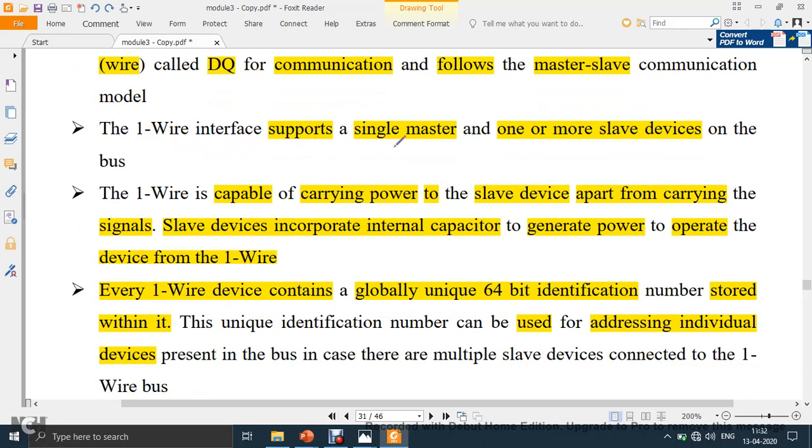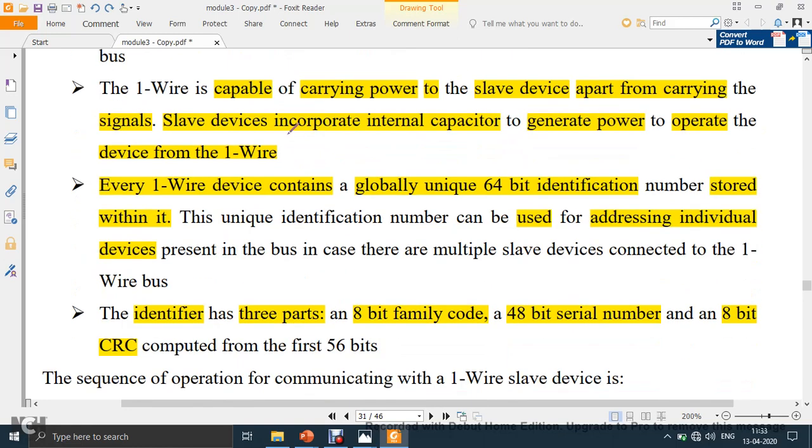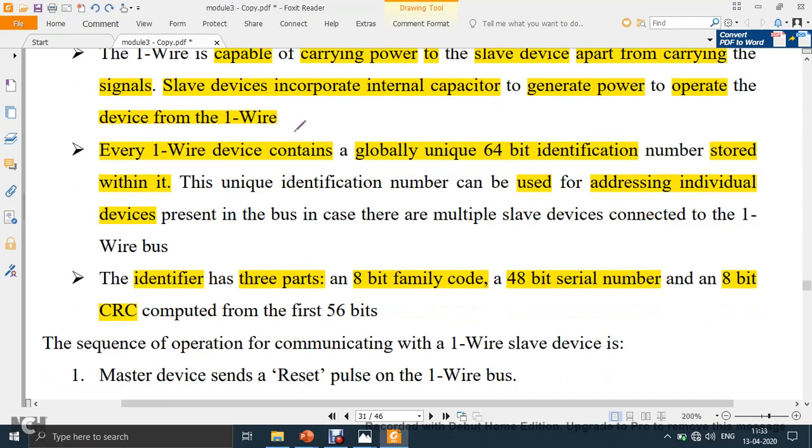So the one wire interface supports only one master and multiple slaves. This one wire is also capable of carrying power. Within one wire it will carry the power as well as data. So how will it carry the power? Each slave device will have an internal capacitor which will charge as and when the data comes. As and when you send the data, the device also gets the charge, and it is capable of generating power for operating using this charge.